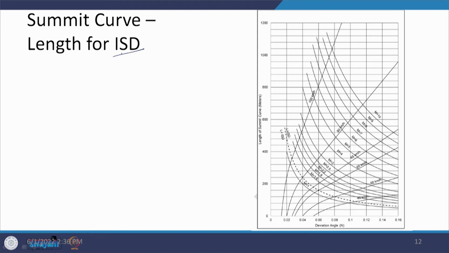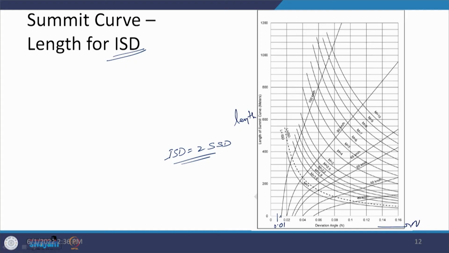This is a case where we are talking about ISD, that is intermediate sight distance, and this ISD is 2 times SSD. So, here again we have length, and on this side we have deviation angle. And if we talk about, say, again 100 kilometers per hour speed, what we found is that it is still beyond 0.01. So, you are not required to provide a summit curve if you have a value which is somewhere less than roughly around 0.013 or 0.014 as an N value.